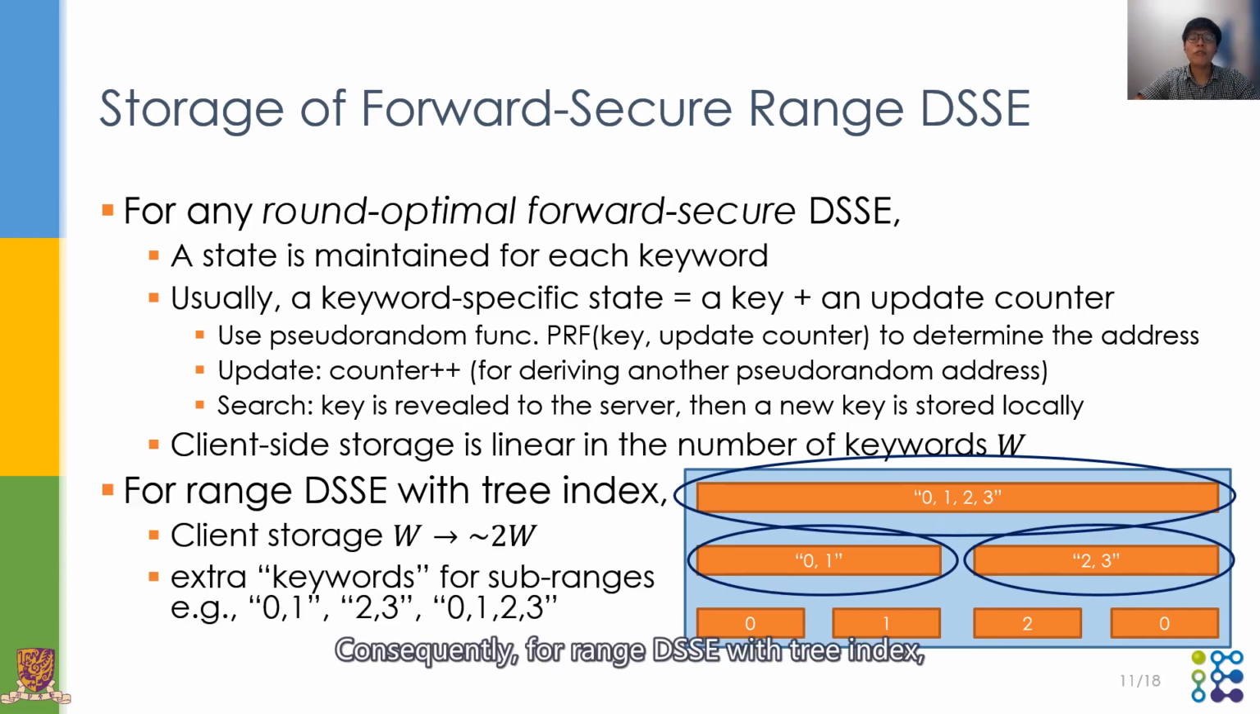Consequently, for range DSSE with tree index, the client storage will become around twice the number of keywords, as it treats its subrange as a keyword.